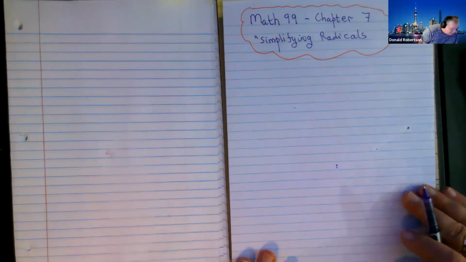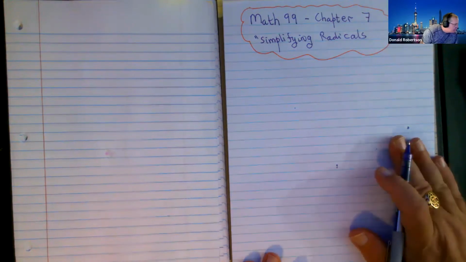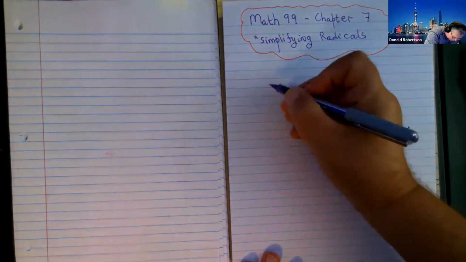Well, hello everyone. Today we're going to start chapter 7. We're going to deal with radicals and in particular how to simplify them. So let me start off with what is a radical.